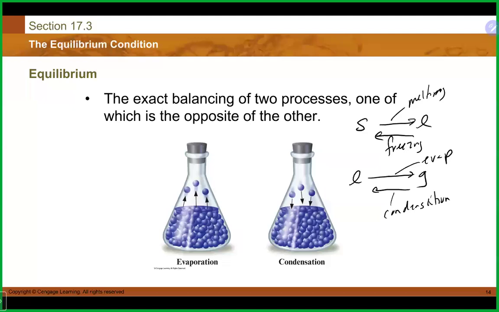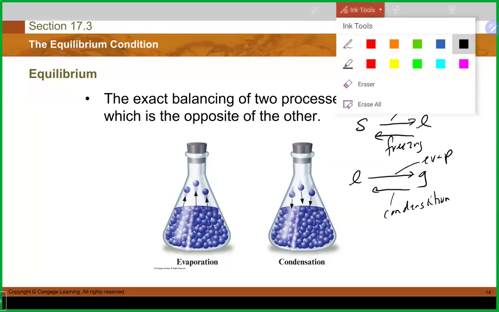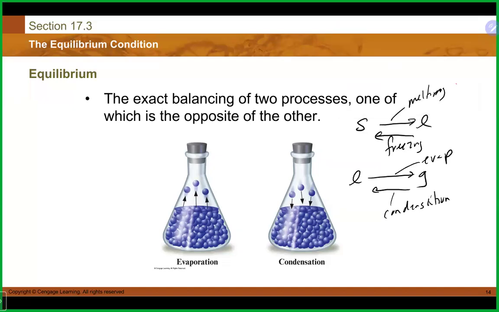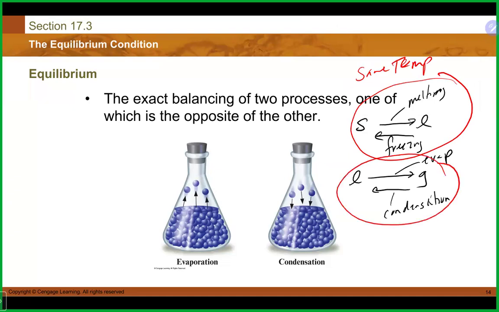Also sublimation and deposition as well. But these things occur, if you remember, at the same temperature. So melting and freezing, this transition occurs at the same temperature. And same thing here, this occurs at the same temperature. They are in equilibrium with each other.